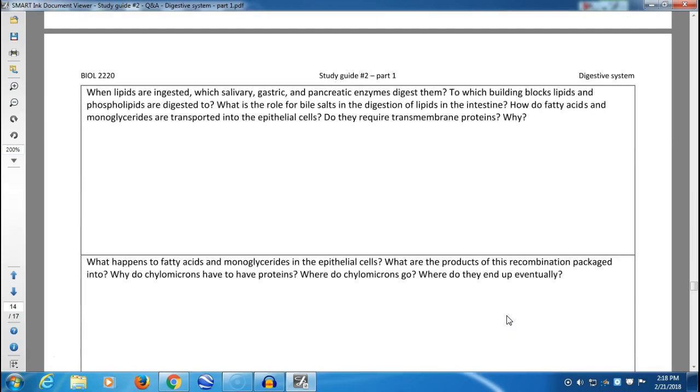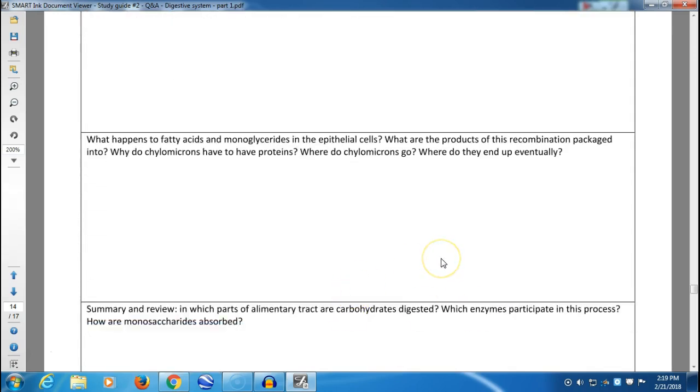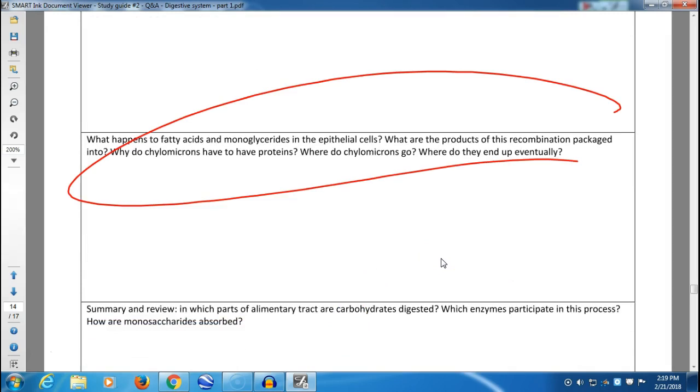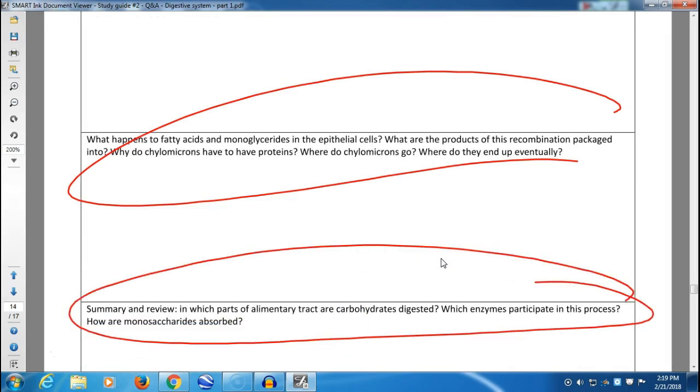They recombine into triglycerides, and triglycerides get into the lymphatic system, the lacteal. Are they going there by themselves, or are they packaged in something? Chylomicron. Remember, triglycerides are packaged with the proteins. Okay, so we got this. Is that clear?